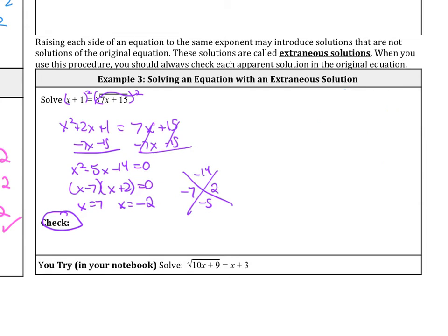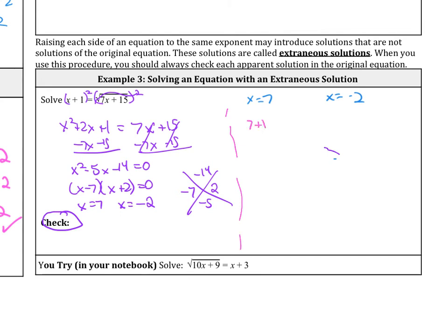So now let's do a check. So I erased that on the right side. So let's see, x equals 7 and x equals negative 2. And I want to test that in our original equation, not the one that's squared. So be careful with that. So let's plug in x equals 7.